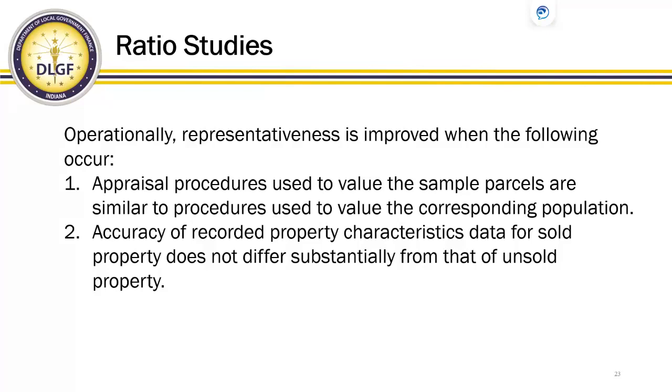Now, to go on about representativeness and to get a little even more in depth about what representativeness should mean to us in context, there are 4 main ways to improve or ensure representativeness. The first is that the procedures for your sample should be as similar as possible to the procedures that you use for the corresponding population.